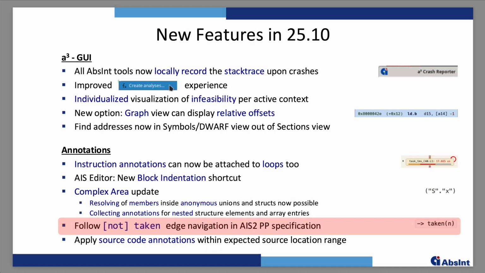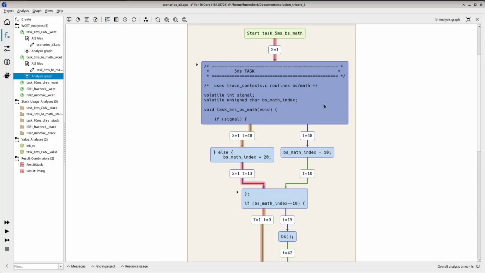In this release, we introduce a new addressing mode in AIS specifications to address a program point by simply navigating through the control flow graph along the taken and not taken edges, for instance, after conditional branches. I'd like to show you an example for it. Let's consider the analysis of this 5 millisecond task.